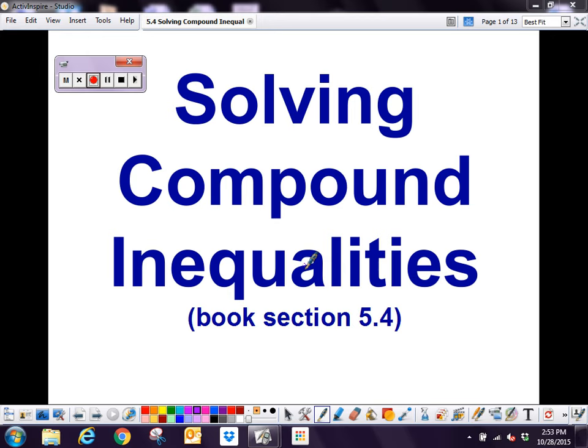All right, here we go. So today we're going to talk about solving compound inequalities. So let's talk about what that word compound means. If you think about a compound sentence, it would be two sentences put into one. So that's what a compound inequality is. It's going to be two inequalities put into one. So we're going to look at that today.